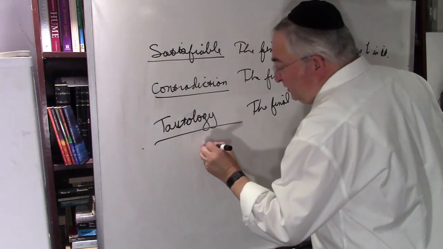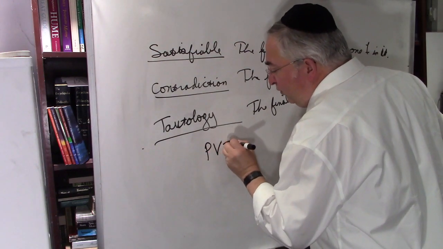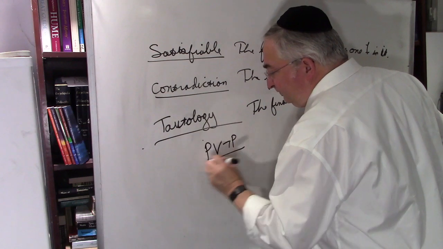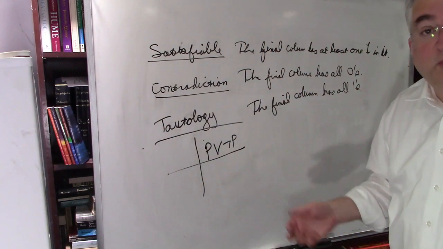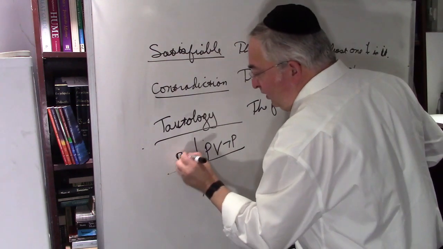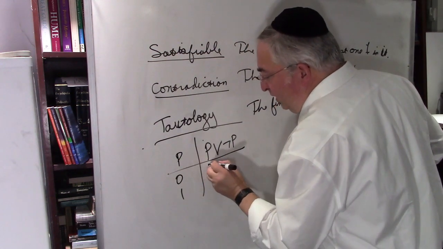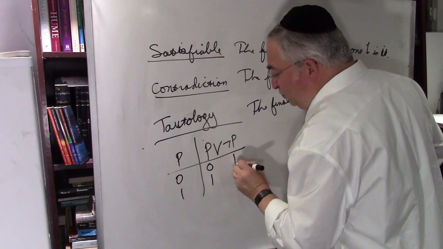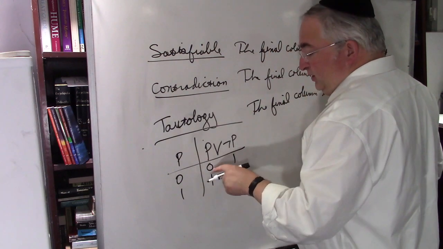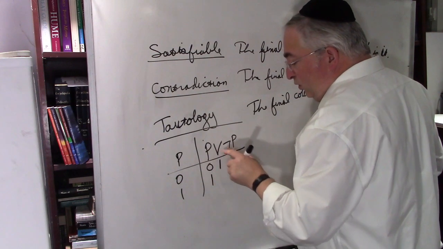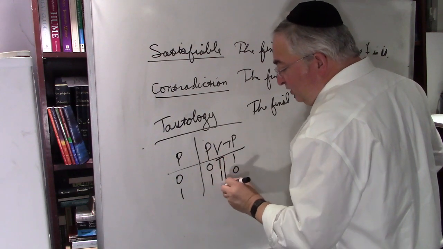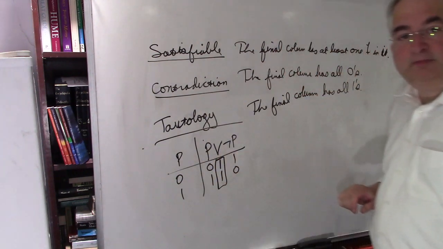So let me give you some examples of tautology. First, the easiest example of tautology, P or not P. I either like mustard or I don't like mustard, one or the other. Okay, so let's go through it. P is either 0 or 1. Here we have 0 or 1. Not P is 1 or 0. Okay, what is it? 0 or 1 is 1. 1 or 0 is 1. That's a tautology, all 1. Okay?